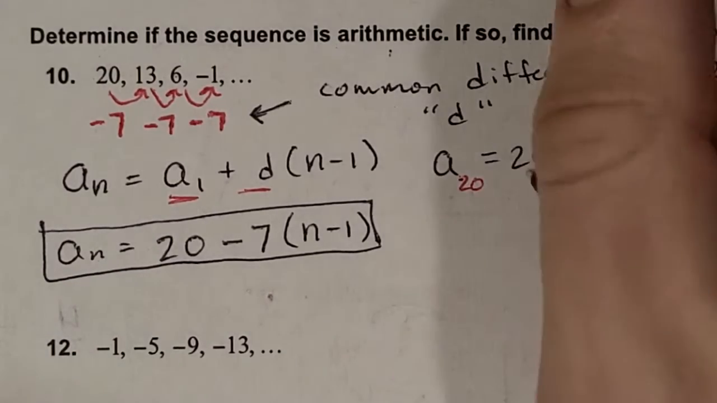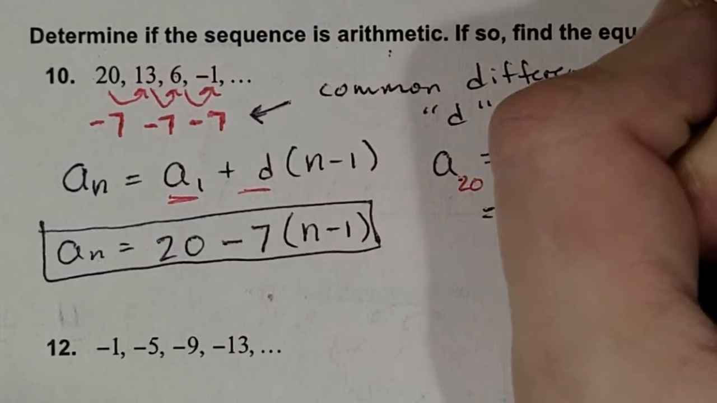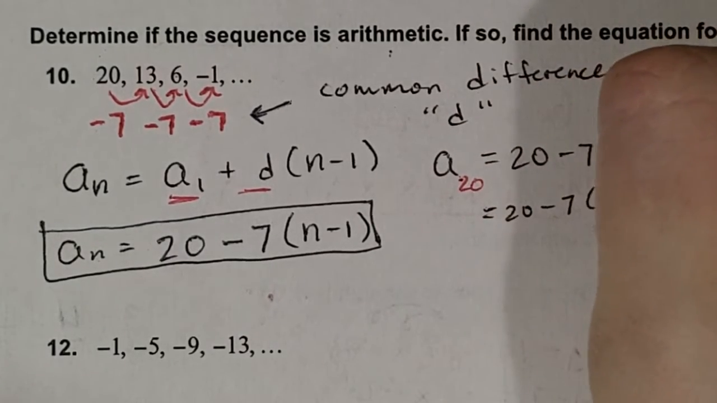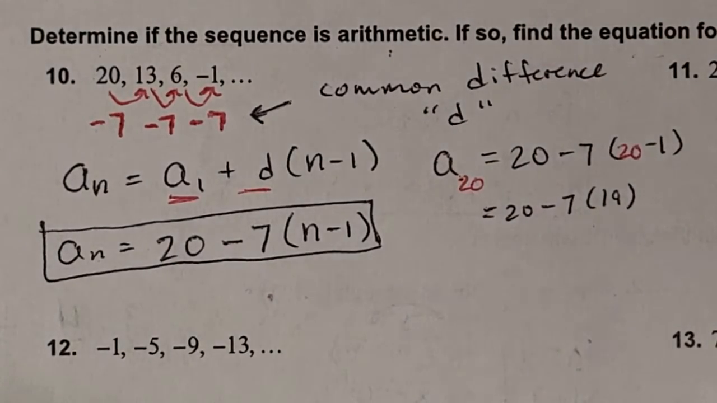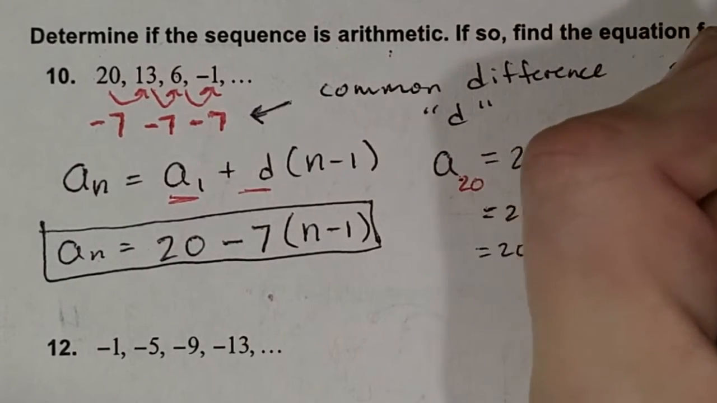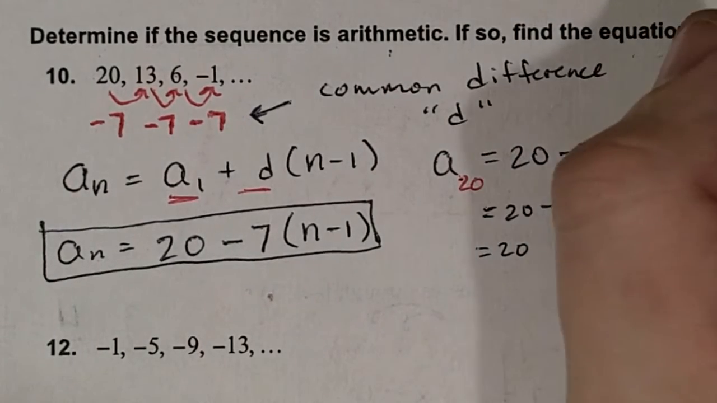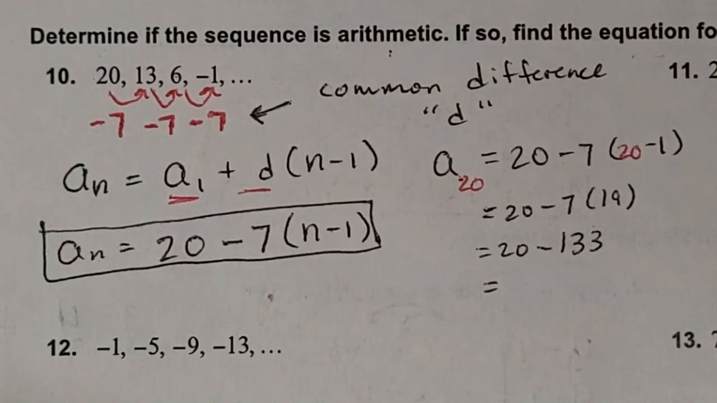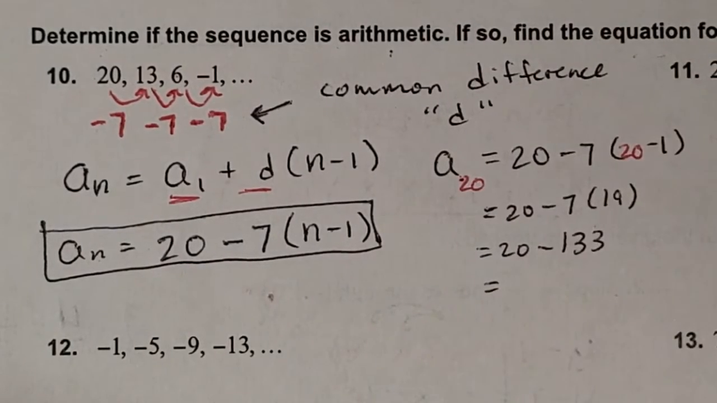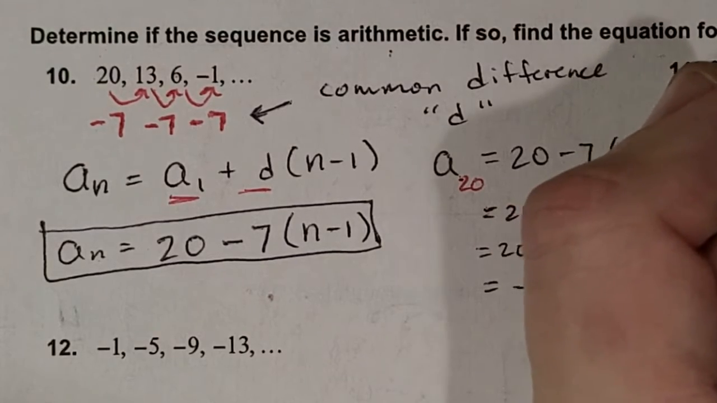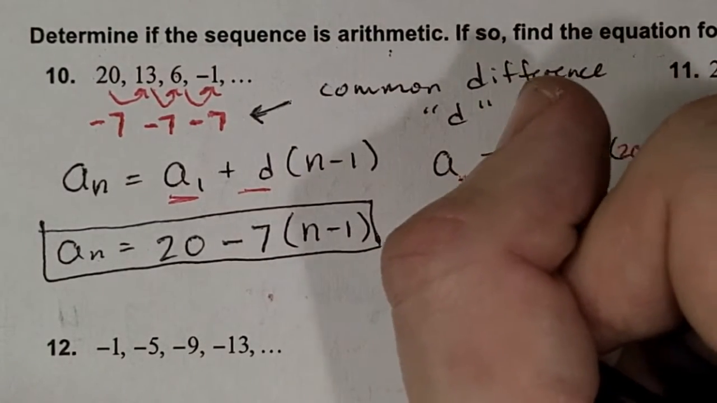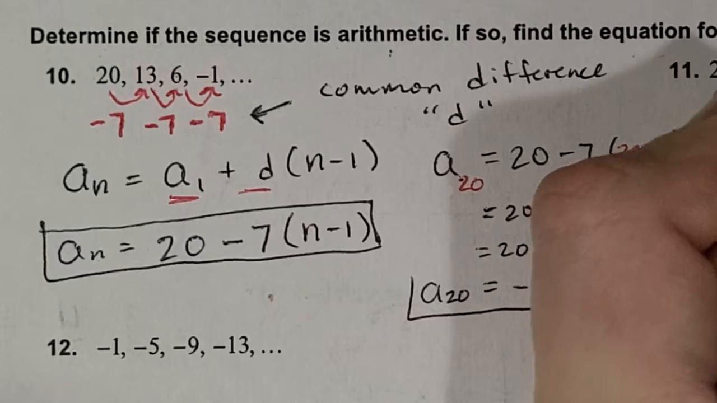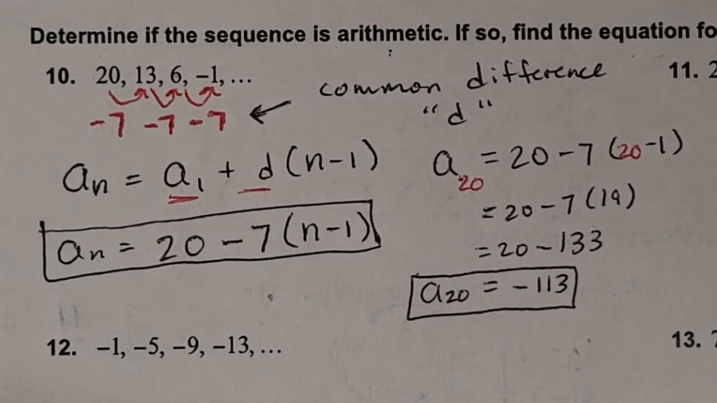So you can do this by hand, or you could punch this in your calculator. But if you're going to do it by hand, be careful. Don't forget parentheses come first. Then multiplication, 7 times 19 is 133. And then finally subtraction, 20 minus 133 is -113. So my 20th term for number 10 is -113.